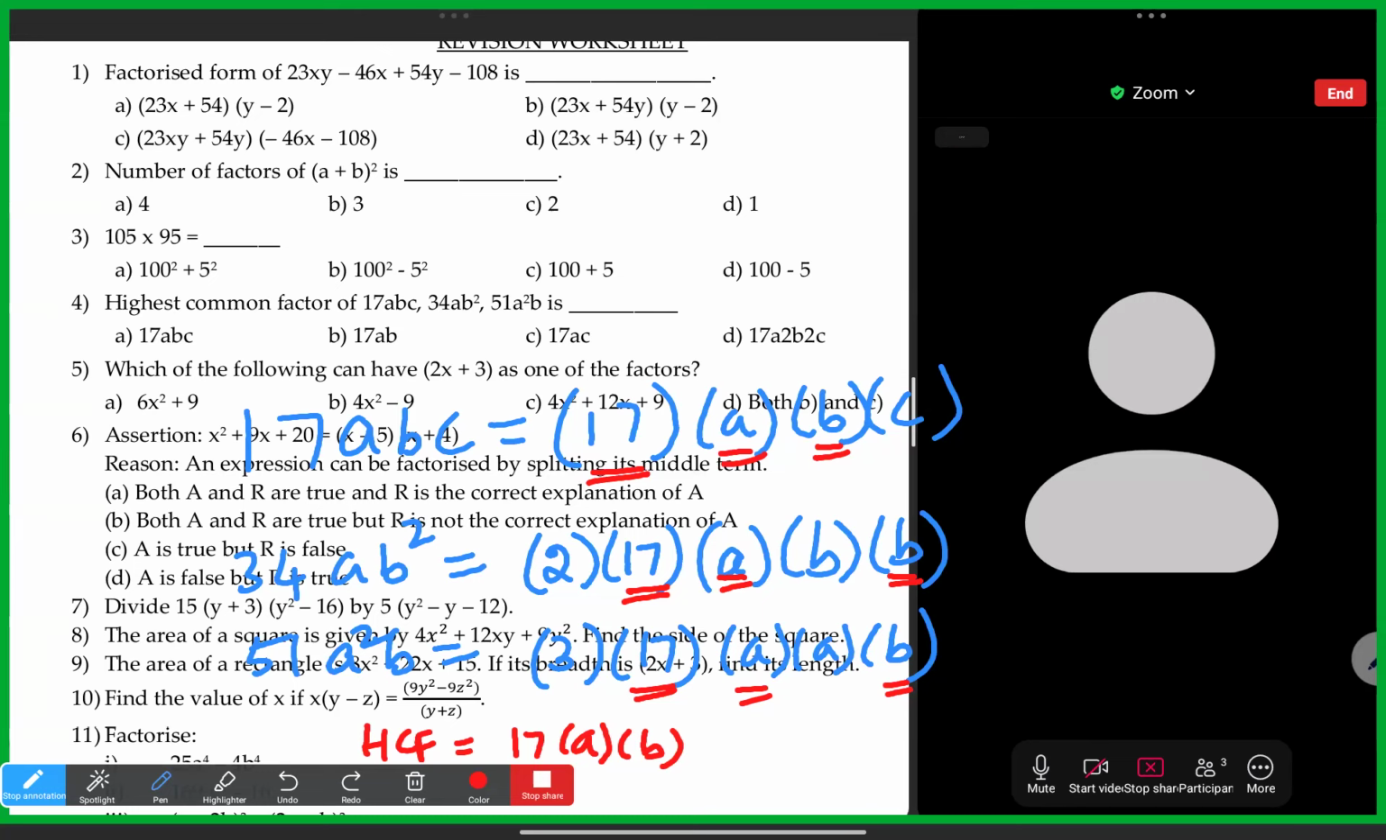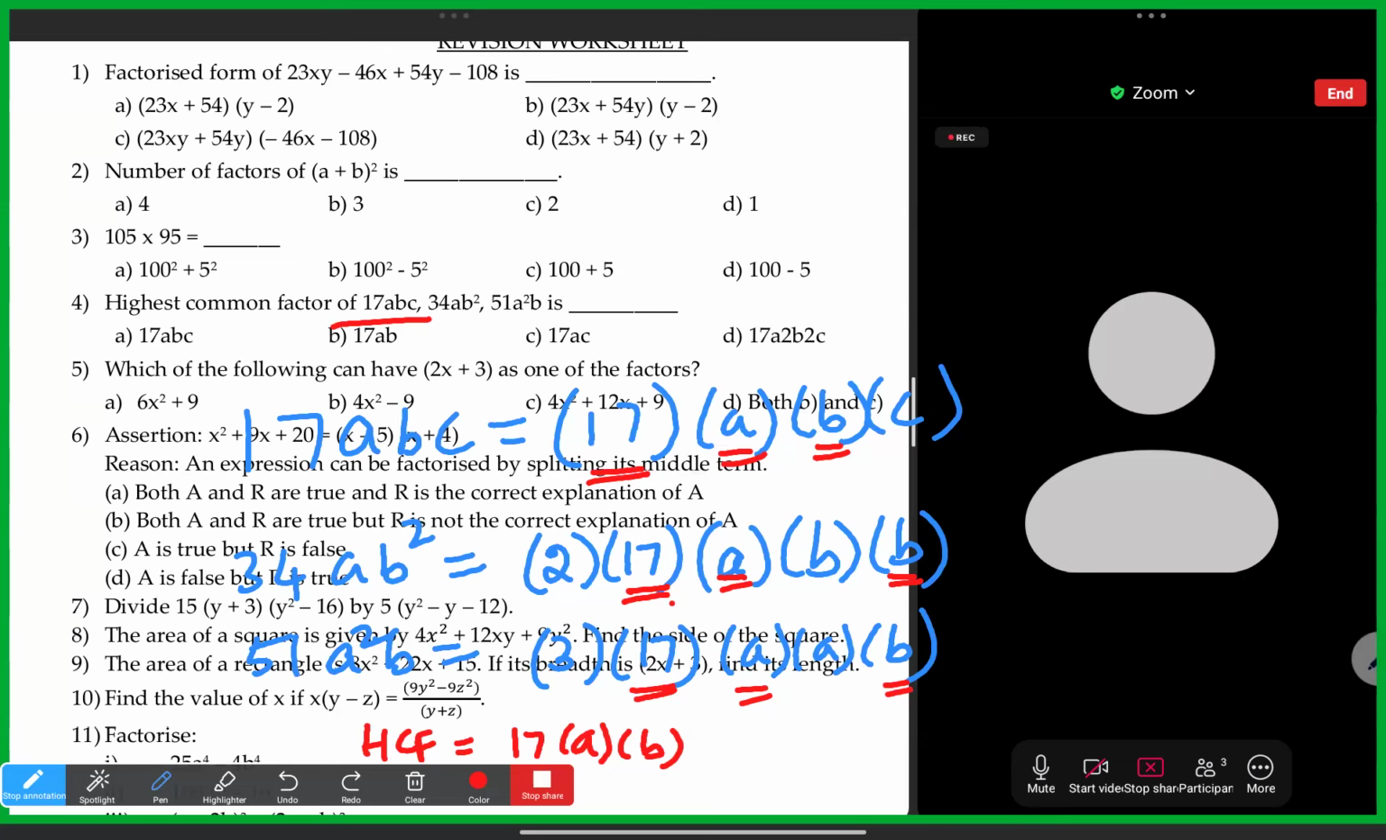So this is how I'll do it generally, Pranavi and Maisha. Actually, if you see here, what I did is I just separated every number clearly. Prime factorization of 34, I did it: 2 into 17. AB square, I wrote A into B into B. 51 A square B, I wrote it as 3 into 17, prime factorization, and A square is A into A, then B. Now we will underline the common numbers. 17, 17, 17. A one time is common and B is also common only one time.